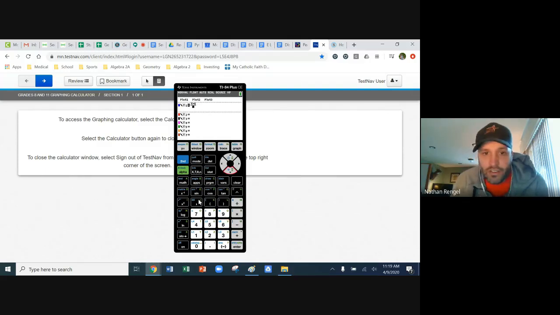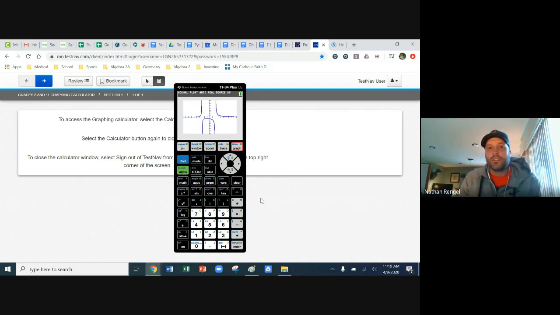Denominator, x minus 2. x plus 3. And hit your graph. So there's our shape. So we're seeing our x minus 3 vertical asymptote, our x plus 2 vertical asymptote, and then our y equals 0 horizontal asymptote. Again, I'm just going to sketch it.